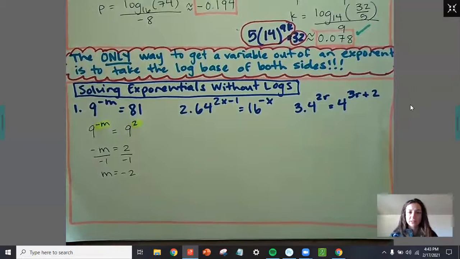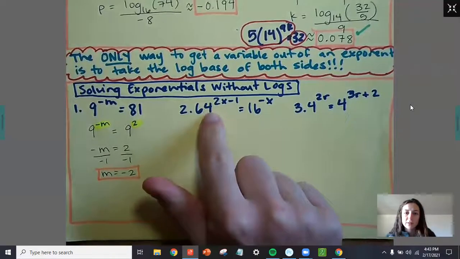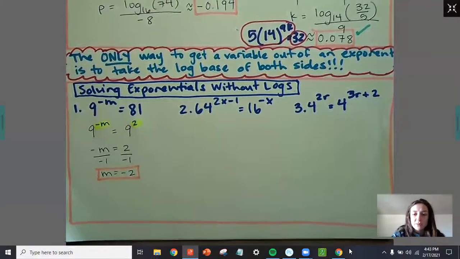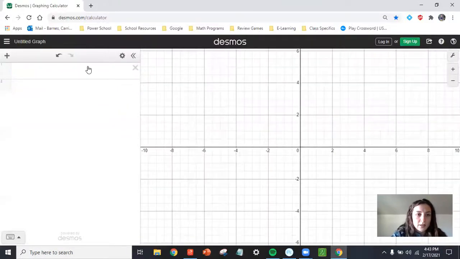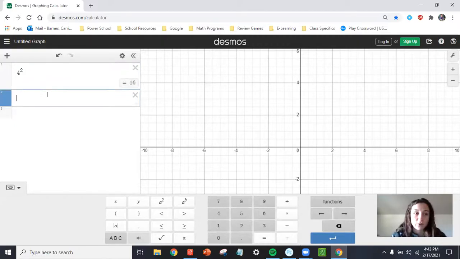All right, let's draw out another one that's a little bit more complex. So working with 64 and 16, I want to find a common base between them. So let's just go to Desmos and see what these things are divisible by. All right, we know that 16 is divisible by 4. So we know that 4 squared is 16. So let's see if 4 can get us to 64. Let's try out 4 to the third. All right, and 4 to the third will get us to 64.